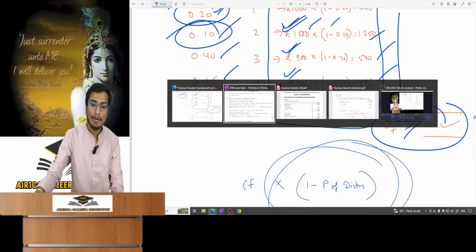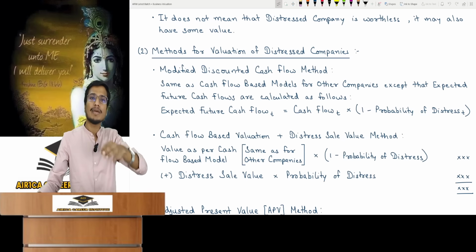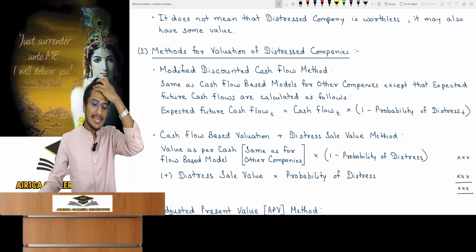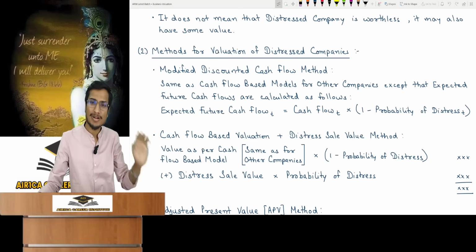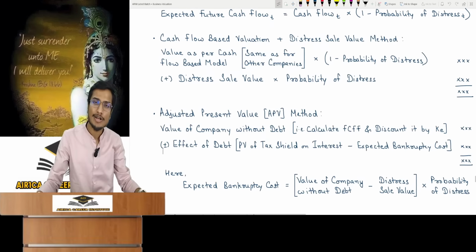This method is quite easy. There's nothing to fear despite what people say. There's nothing to be afraid of, it's basic. You need to know the main method, and I will tell you the extra things you need to do. Let's see the next method. Cash flow valuation plus distress sale value.